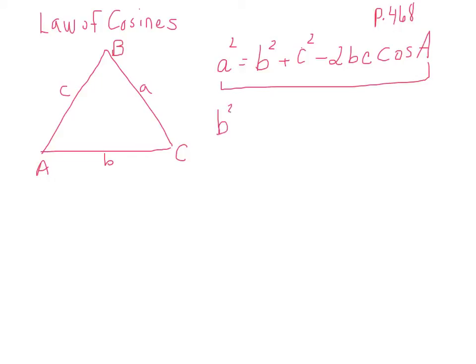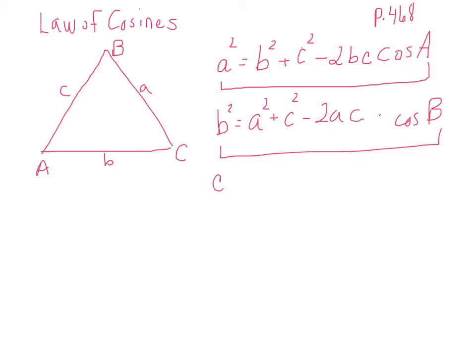Alright, so what if I start with a different one, like say I want to start with b squared? Well, all the rest of this is going to culminate in the cosine of angle B, because these two will be across from each other. These other letters will be the other two sides, whatever they are, times cosine of B. And then once again, c squared is equal to a squared plus b squared minus 2ab cosine of angle C.